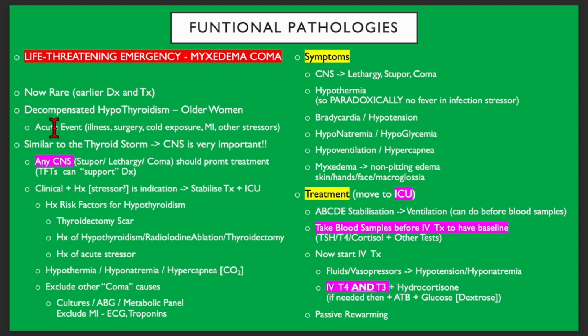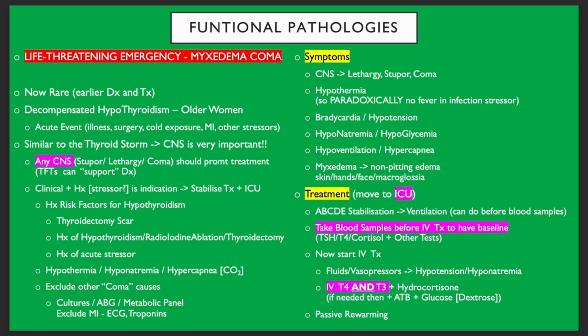For example, there is an acute illness like infection or surgery or some other stressor, and then it becomes decompensated. So similar to thyroid storm, the CNS is very important. If we see any CNS problem like stupor, lethargy, coma, then we should start to treat it. The thyroid function tests, TSH and T4, can support the diagnosis, but because it's a life-threatening emergency, we care first to solve this CNS problem. So the clinical symptoms of the CNS and the history of some stressor are an indication to start stabilization.